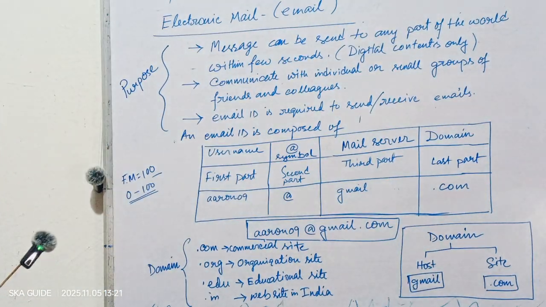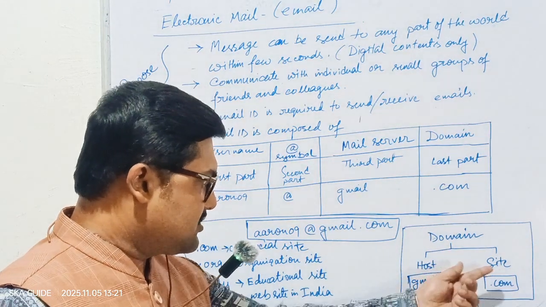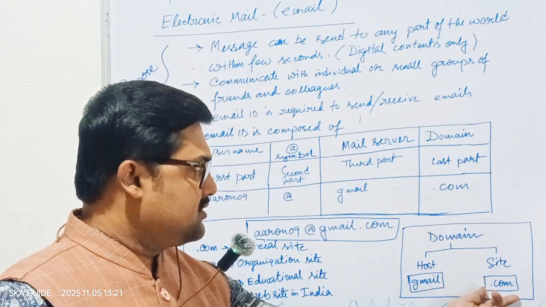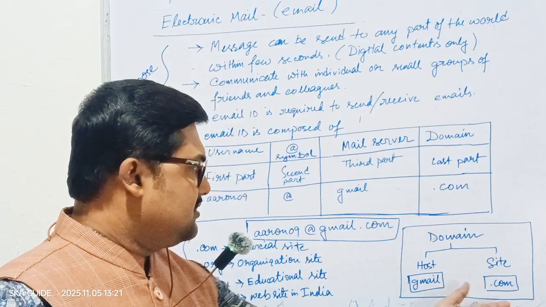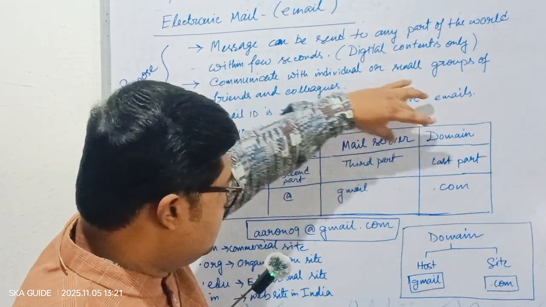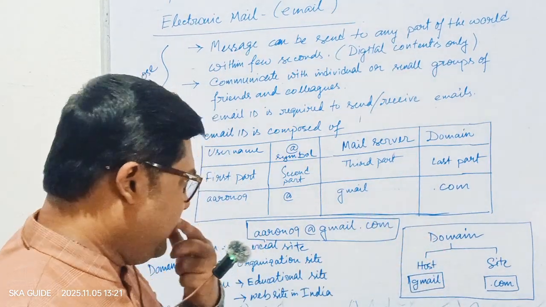Now, sometimes a domain is also split into two parts, host and site. Here you can say Gmail is the host and .com is the site. So sometimes domains represent these last two columns together, like gmail.com.